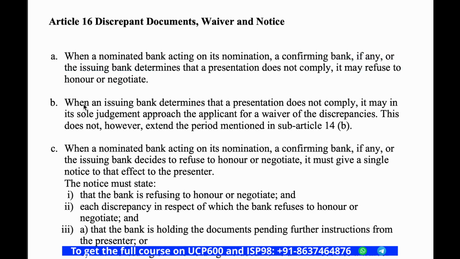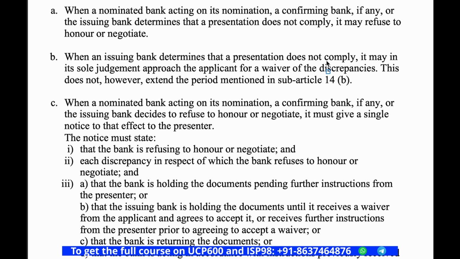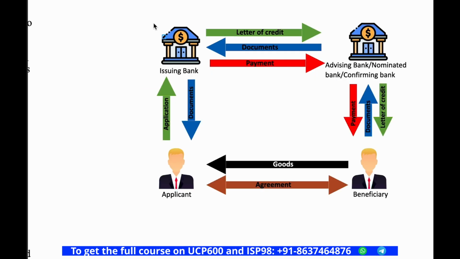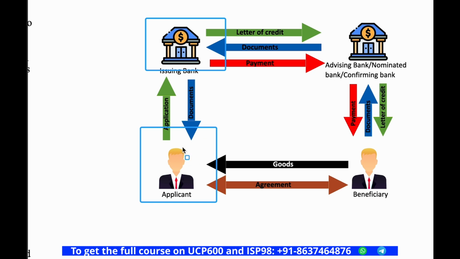Next, Article 16B. When the issuing bank determines that the presentation does not comply, it may, in its sole judgment, approach the applicant for a waiver of discrepancies. This does not, however, extend the period mentioned in subarticle 14B. As we saw earlier, if this issuing bank found the presentation is discrepant, it has an option to approach this applicant for the waiver of discrepancies. But it is at the sole discretion of this issuing bank to approach the applicant for a waiver, and it is not a compulsion for this issuing bank to honor even if the applicant waived the discrepancies after the request, right? Here, this issuing bank is free to choose any option.